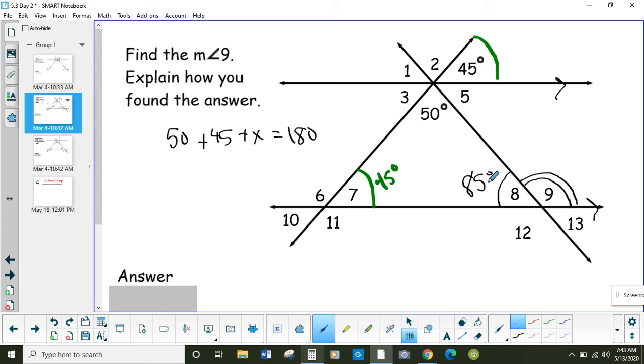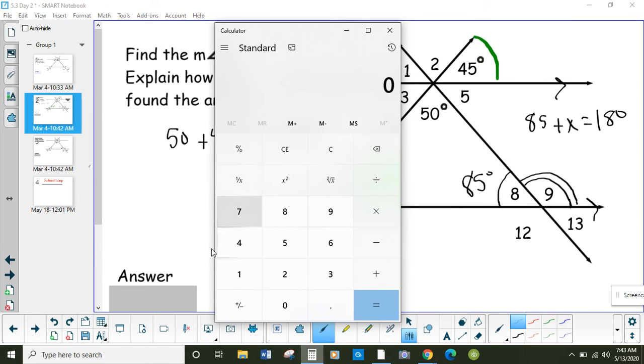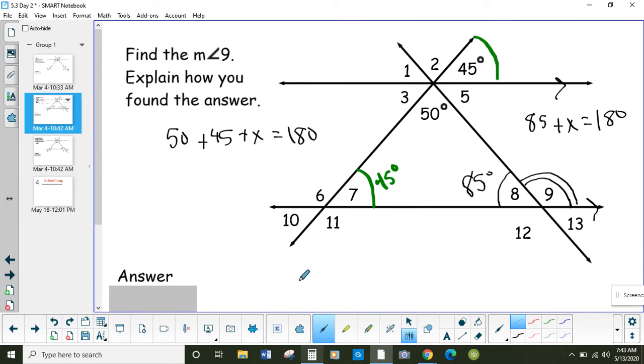Now, if I know this is 85, then what's this have to be if they make a straight line, if they're supplementary angles? Well, 85 and my answer, angle 9, whatever that is, we'll just call it x for now, has to add up to 180. Again, we can grab our calculators, and I know some of you can do this in your head, that's fine. We'll go 180 minus 85, and we get angle 9 has to be 95 degrees.